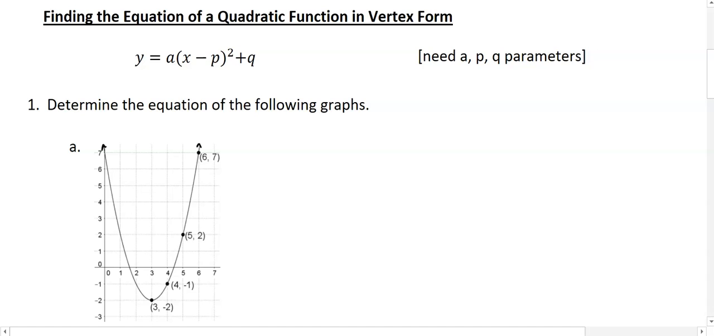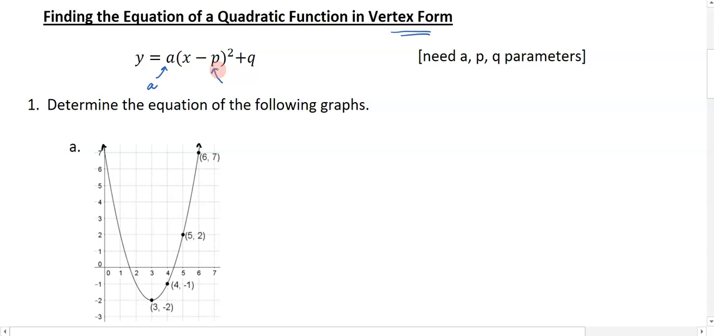In today's lesson, we are now going to focus on finding the equation of a quadratic function in vertex form. So we're going to continue on with this vertex form. Vertex form, a reminder, has three parameters. A, which is our vertical reflection, vertical expansion, vertical compression, right? The shape of the parabola and the direction of it opening.